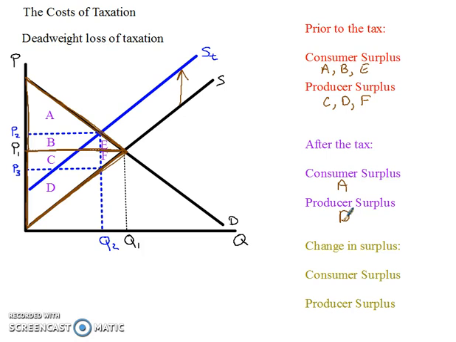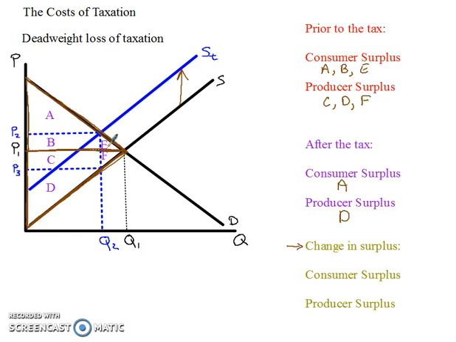So the question is, what was the change? What was the surplus that was lost as a result of the tax, and where did it go? So for consumer surplus, what area was lost? Well, the consumer surplus was areas A, B, and E, and now after the tax, it's just area A. So what did the consumer lose? The consumer lost area B and area E.